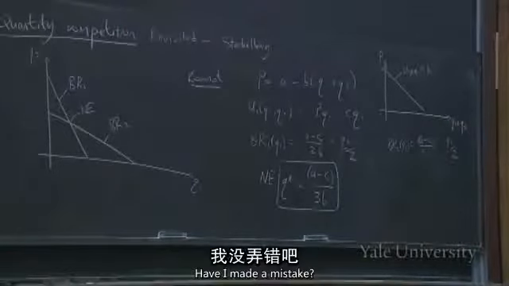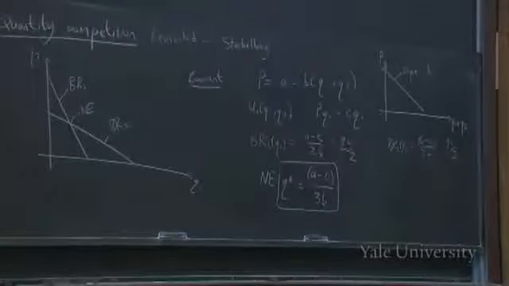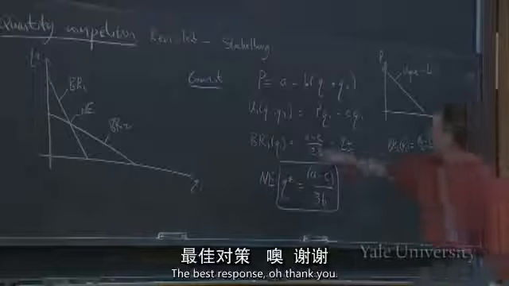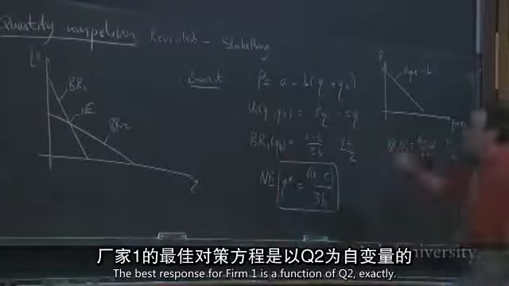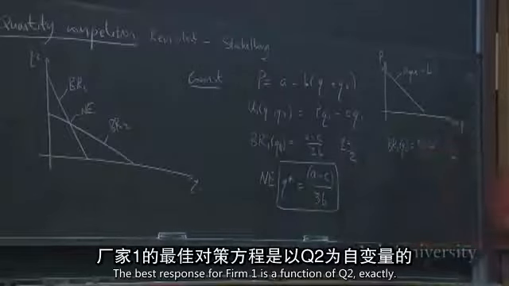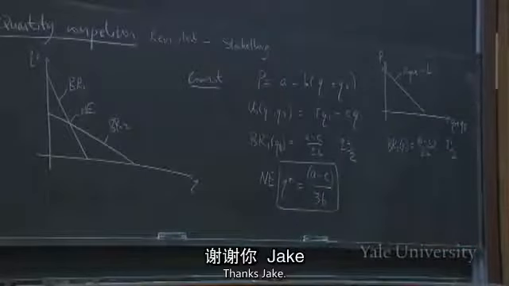Have I made a mistake? Thank you. Best response for firm 1 is a function of Q2. Exactly. Thanks, Jake. All right.